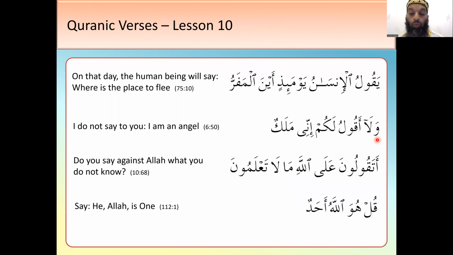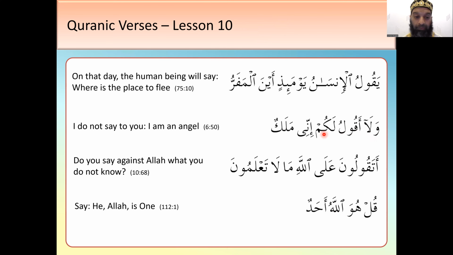Right. Voila. What's voila? Wa means and. La means not. Okay. Aqulu. What does aqulu mean? I say. So, and not I say. In other words, and I do not say. Okay. And I do not say.